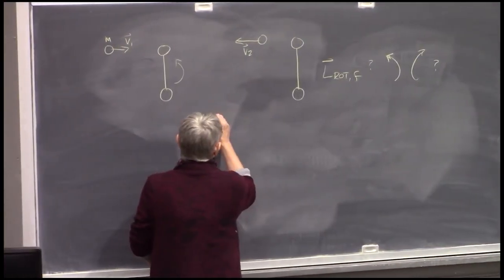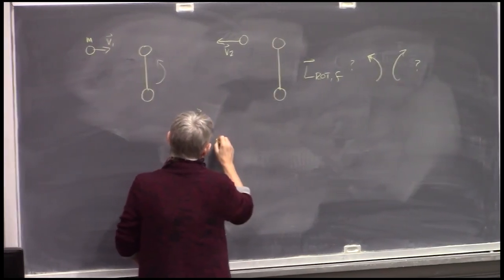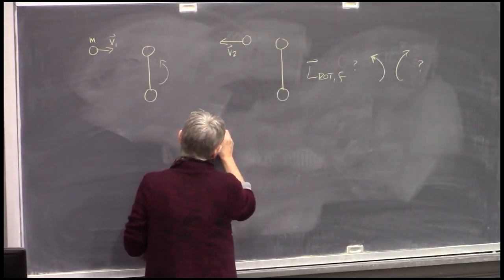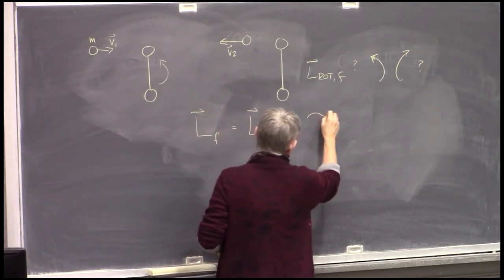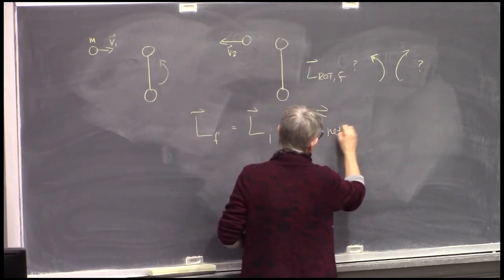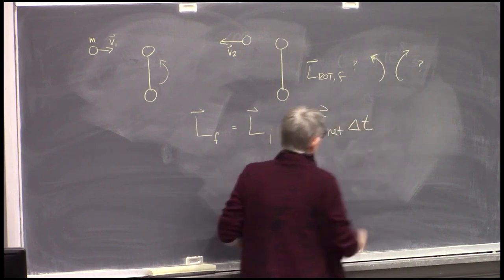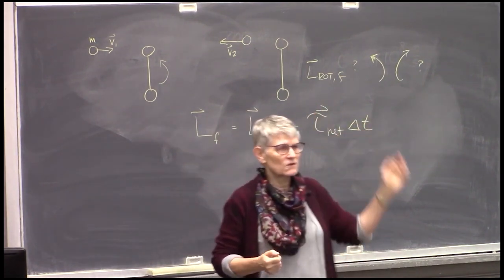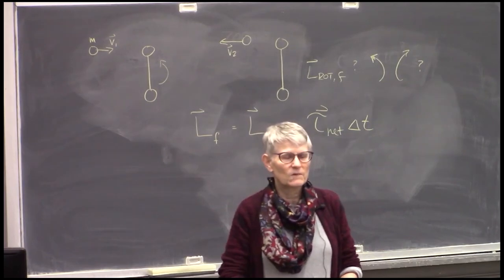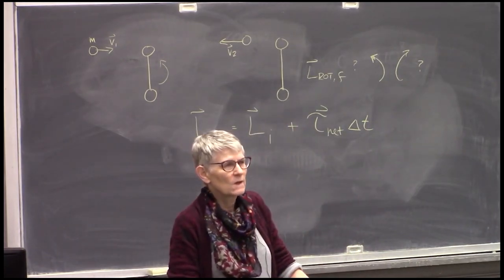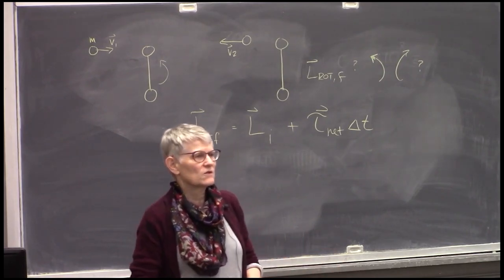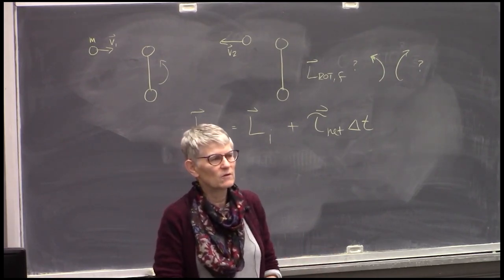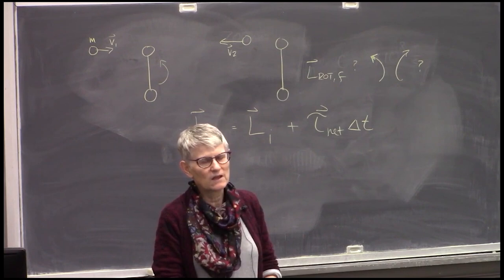We'll write it this way. L final is L initial plus the net torque, the net twist on the system acting over some time. And exactly how we apply it depends on what we choose as our system and what we choose as the point around which we're going to calculate angular momentum.